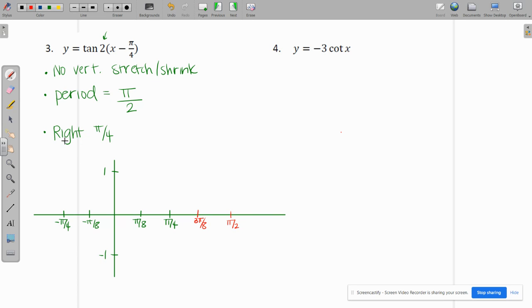So keep in mind, this was where your vertical asymptote was, here and here. So if we're moving right pi over 4, which is 2 tick marks, then instead of the vertical asymptote being here at negative pi over 4, it's actually going to be here on our y-axis. And then instead of this one being at pi over 4, it's going to be over here at pi over 2.